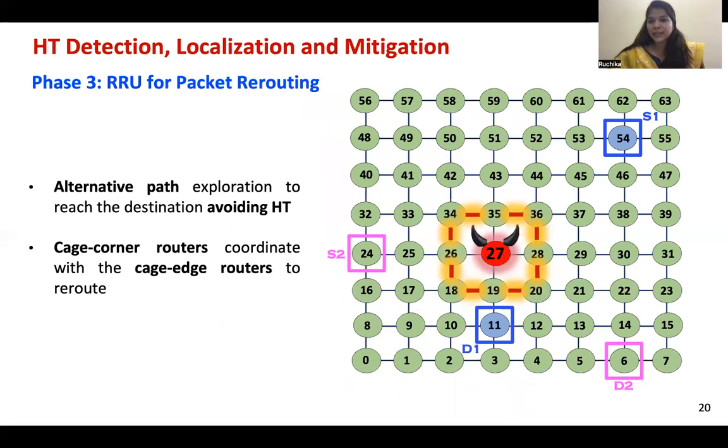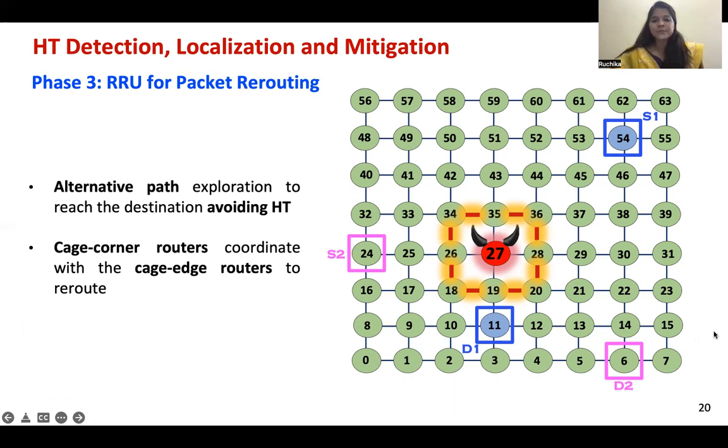Once the HT is caged, the next challenge is how we can bypass that HT node. That is done by packet rerouting by the rerouting unit, which explores an alternative path while avoiding the HT node. In this case, all the routers, whether cage corner routers or cage edge routers, coordinate for bypassing. Let me walk you through one example.